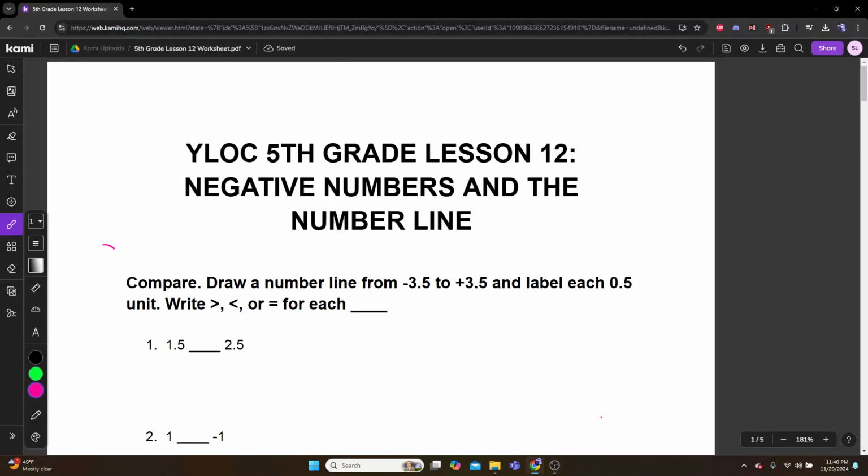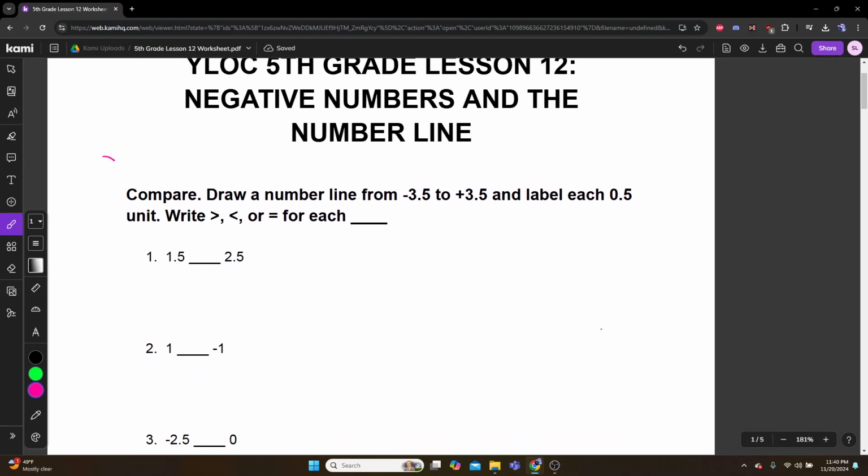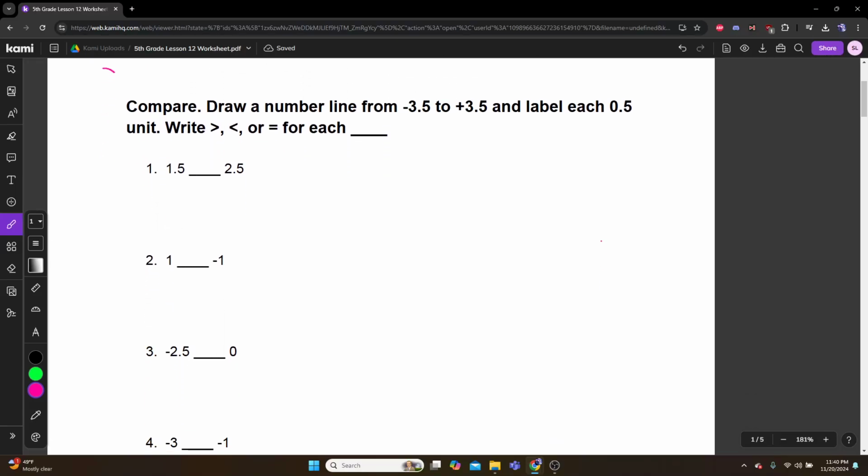Okay, today we're going to be doing Wylock 5th grade lesson 12, negative numbers in the number line. So compare. Draw a number line from negative 3.5 to positive 3.5 and label each 0.5 unit. Write greater than, less than, or equal to for each. So let's draw our number line from negative 3.5 to 3.5 first.